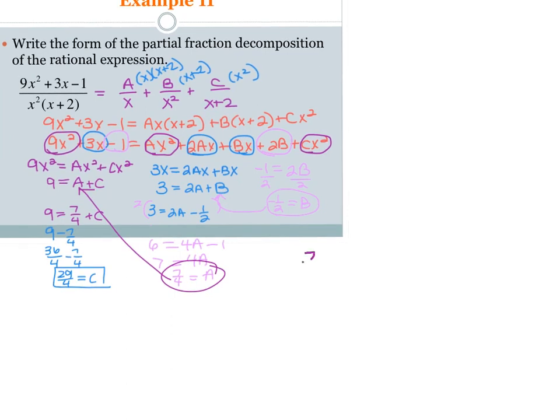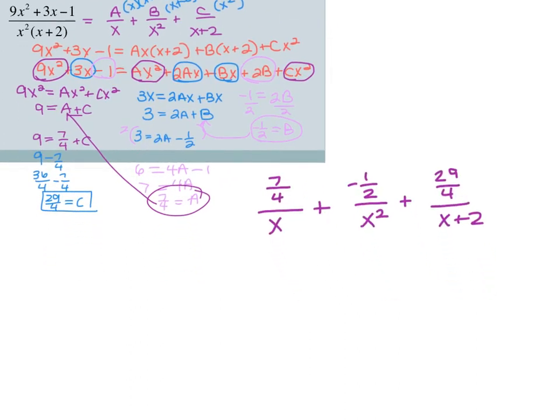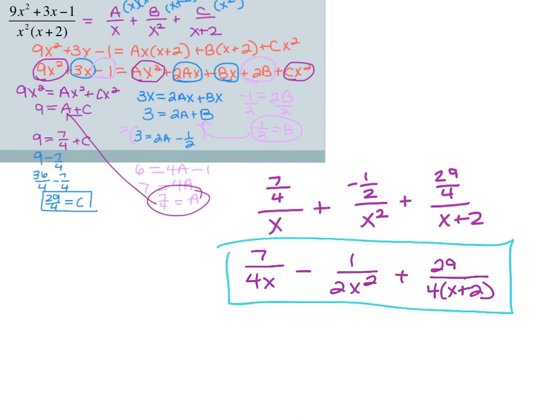A is 7/4 over x plus b, which is negative 1/2 over x squared, plus c, which is 29/4 over x plus 2. And then I want to bring all those denominators to the bottom. So 7 over 4x minus 1 over 2x squared plus 29 over 4 times x plus 2. Because they don't all have the same denominator, you can leave it the way that it is.